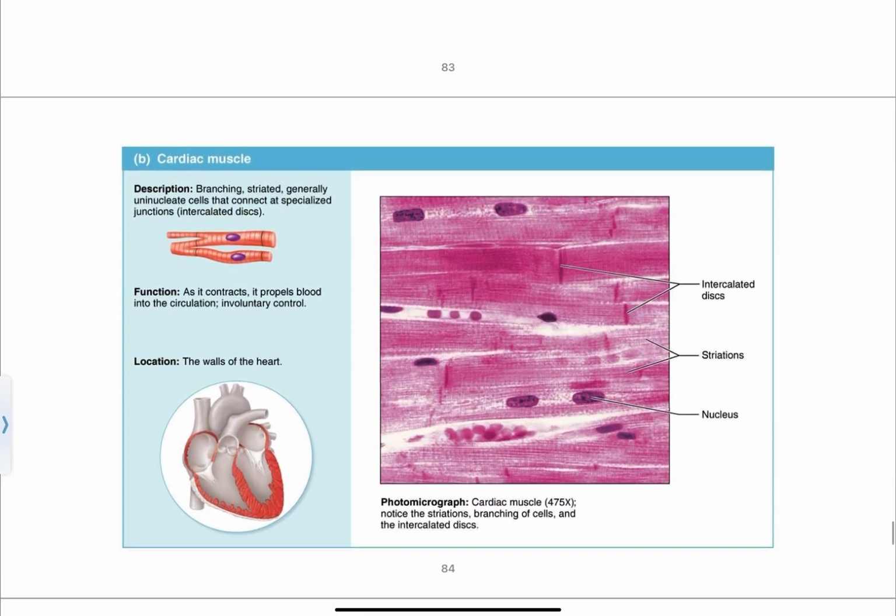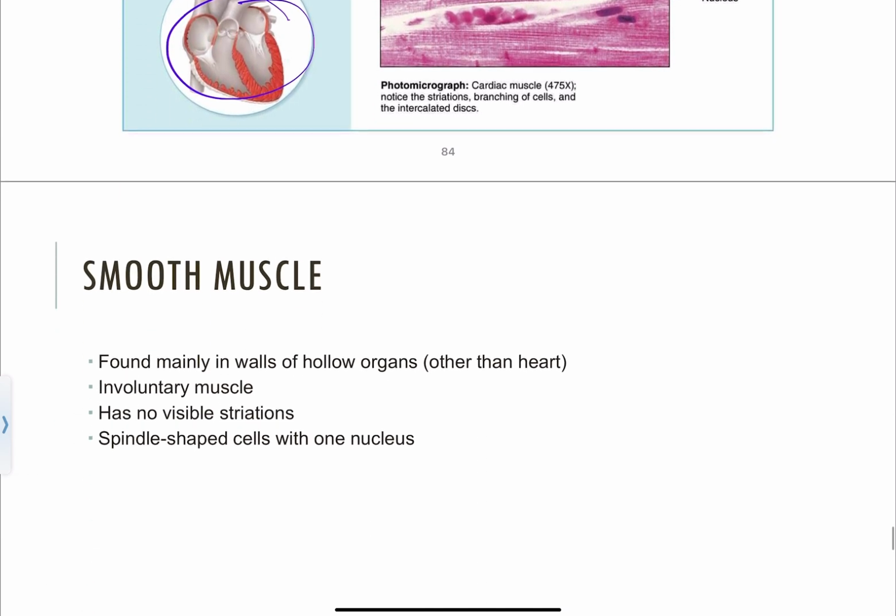So this is what it looks like. Here's one of the connections between two of our cardiac cells. Those are the intercalated discs. Also, it does have some branching that I forgot to mention. So it has branching. We still have striations like our skeletal muscle, but unlike our skeletal muscle, it's uninucleate, so it only has one nucleus. We have multiple when we're talking about our skeletal muscle system. Where is it found? Only in our heart.